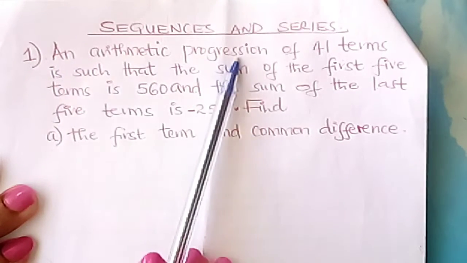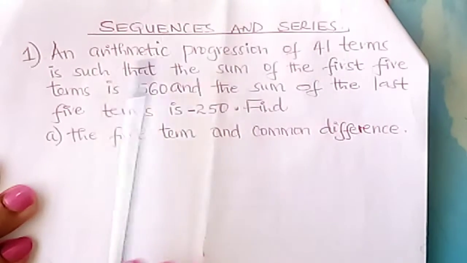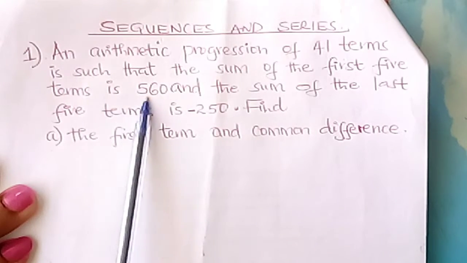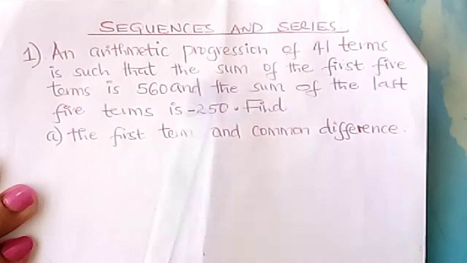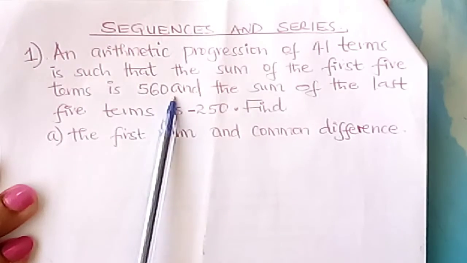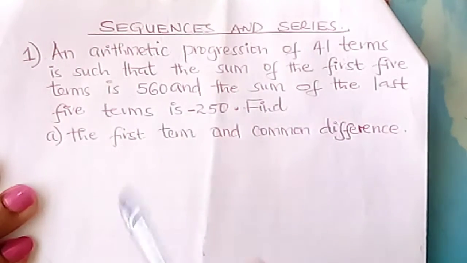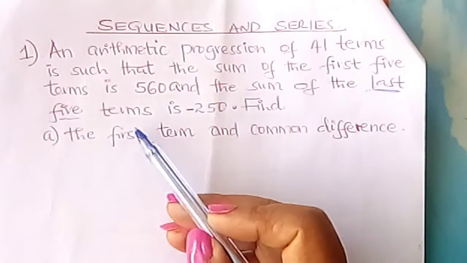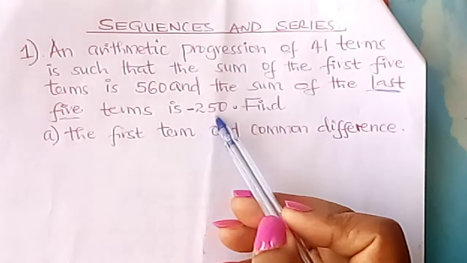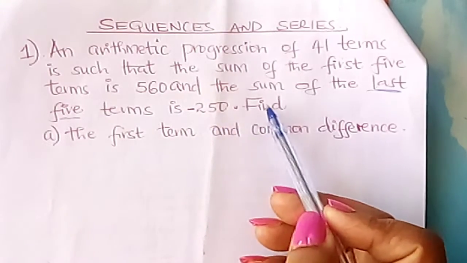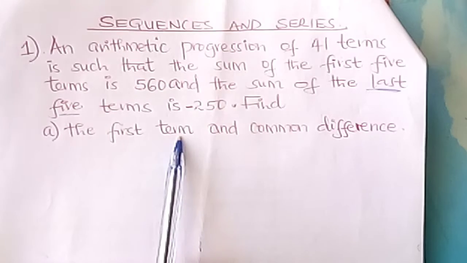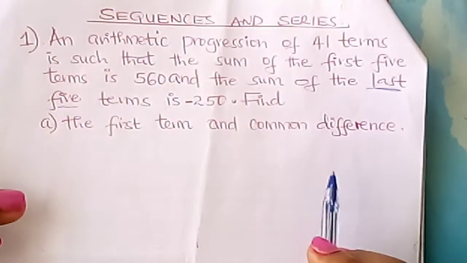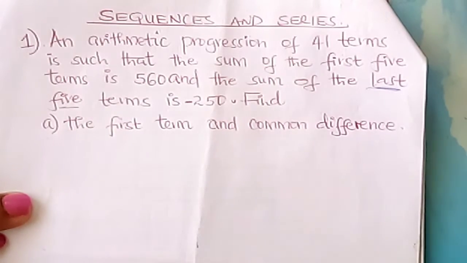An arithmetic progression of 41 terms is such that the sum of the first 5 terms is 560, and the sum of the last 5 terms is negative 250. Find a, the first term, and the common difference. So learner, how do you go about this?